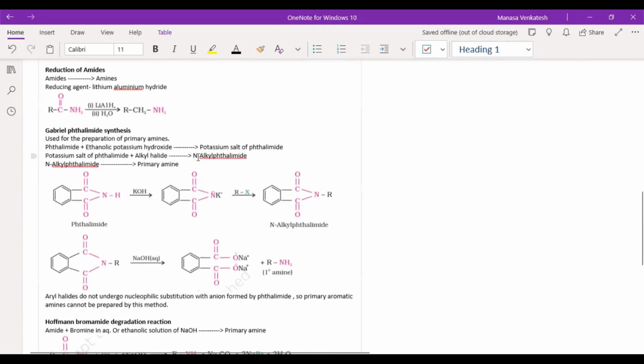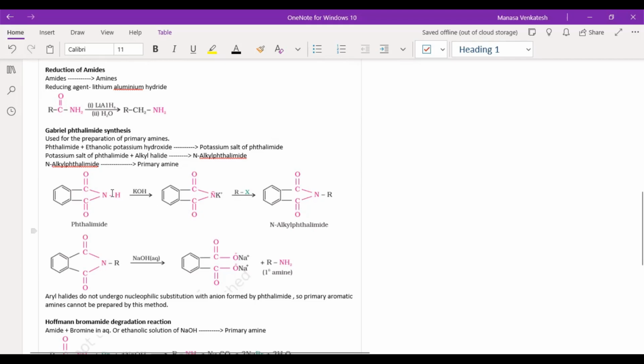So in this reaction, what is happening is, this is first of all used only for the synthesis of primary amines. So phthalimide is reacting with ethanolic KOH, that is potassium hydroxide, to give us the potassium salt of phthalimide. This potassium salt of phthalimide is undergoing a reaction with a primary alkyl halide. And this is leading to the formation of N-alkyl phthalimide.